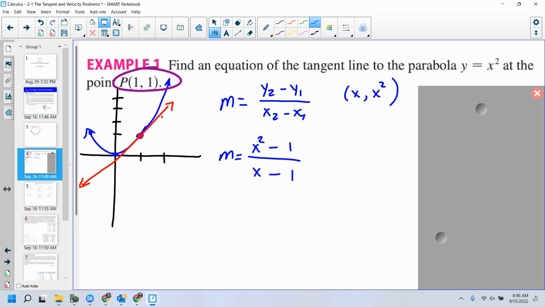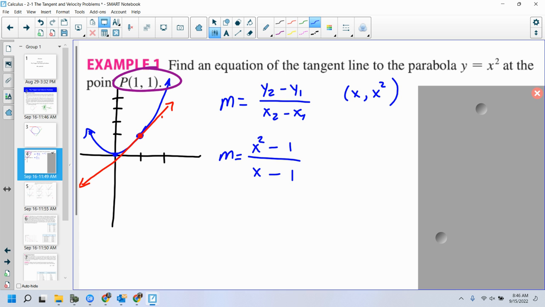Now, I know I want to calculate the slope at (1, 1), right? I want to know what the slope is going to be at (1, 1). So maybe I just plug in 1. Well, what happens if you plug in 1? What happens in the denominator?